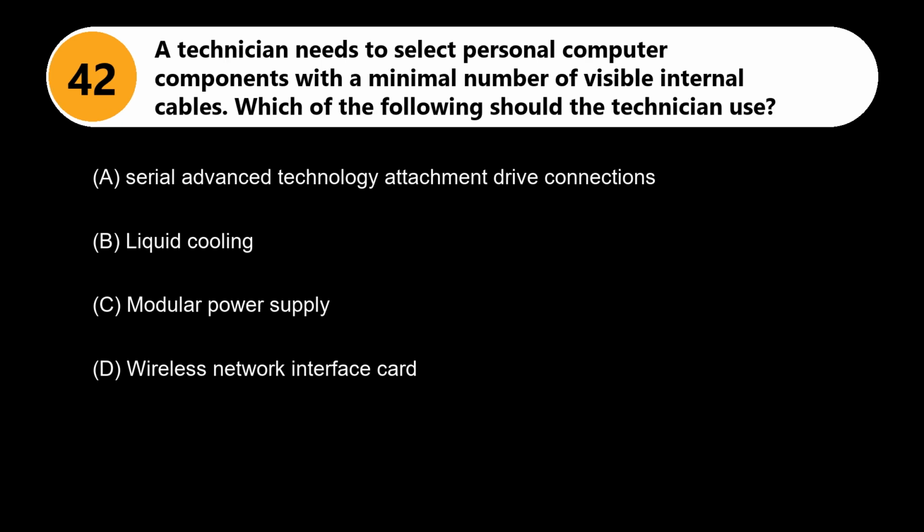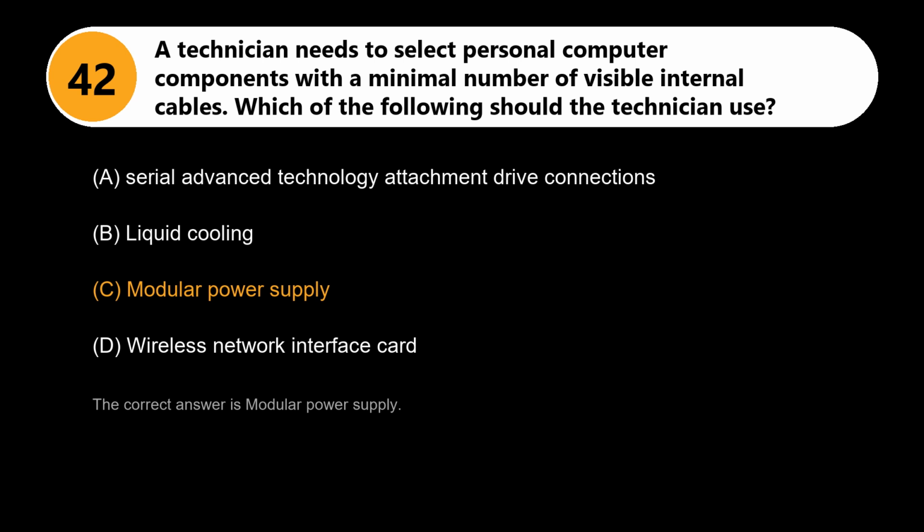Question 42. A technician needs to select personal computer components with a minimal number of visible internal cables. Which of the following should the technician use? Option A, serial advanced technology attachment drive connections. Option B, liquid cooling. Option C, modular power supply. Option D, wireless network interface card. The correct answer is option C, modular power supply.